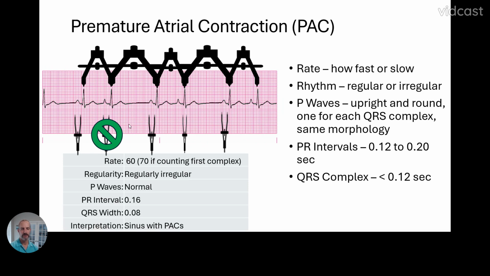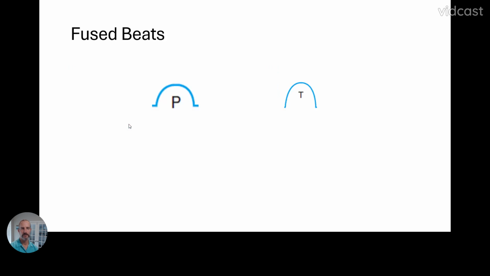So moving on to our QRS width of 0.08, which is less than 0.12. So that's a normal QRS width. So we identify this rhythm as sinus with PACs. There's 2 premature atrial contractions, or actually 3. All right, so sinus with PACs is how we can interpret that one.